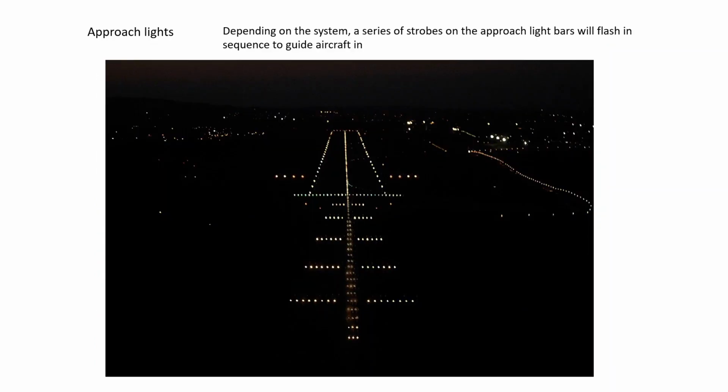Depending on the system, a series of strobes on the approach light bars will flash in sequence to guide the aircraft in to land on the airfield.